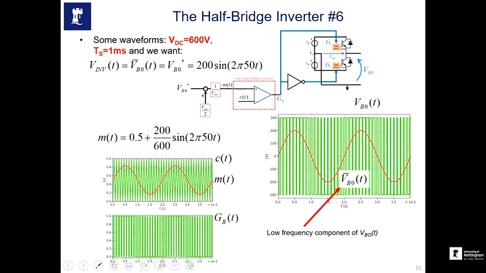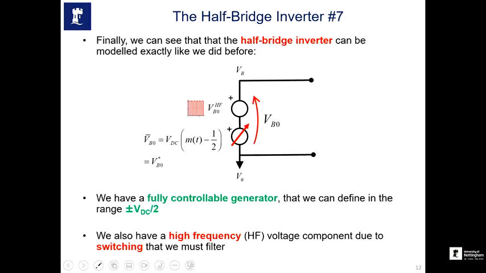So you are trying to generate a 200 volt peak AC signal, but to do that you have to use a 600 volt DC link. The reason is we are not utilizing the DC link properly in this circuit.